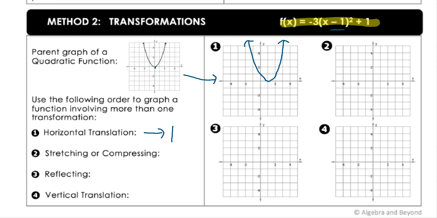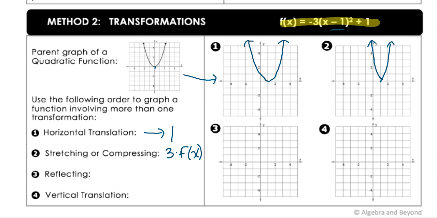Then I would look at the a value for that stretch or compression. So this one has a 3 out in front. So that means the function is being multiplied by 3. So still centered at that same value, but now it's being stretched by 3. So it's becoming skinnier.